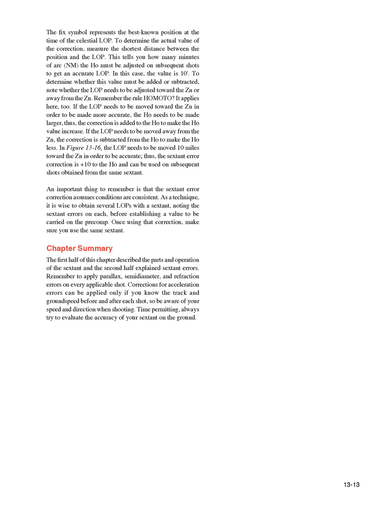Chapter summary. The first half of this chapter describes the parts and operation of the sextant, and the second half explains sextant errors. Remember to apply parallax, semi-diameter, and refraction errors on every applicable shot. Corrections for acceleration errors can be applied only if you know the track and ground speed before and after each shot, so be aware of your speed and direction when shooting. Time permitting, always try to evaluate the accuracy of your sextant on the ground.